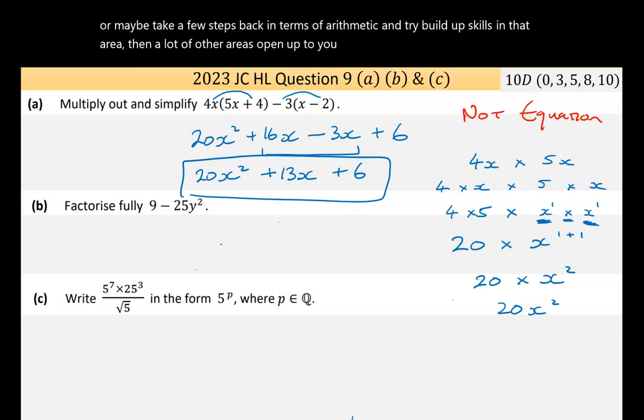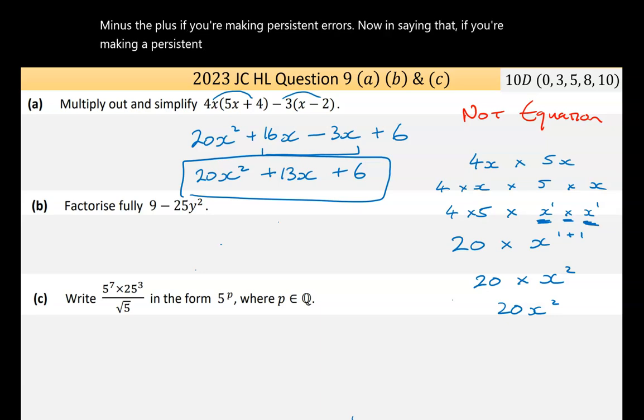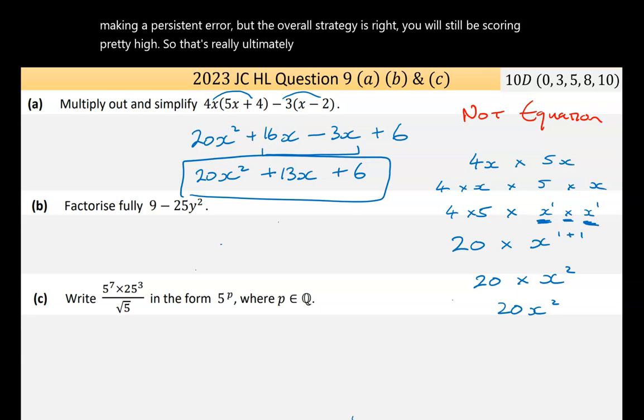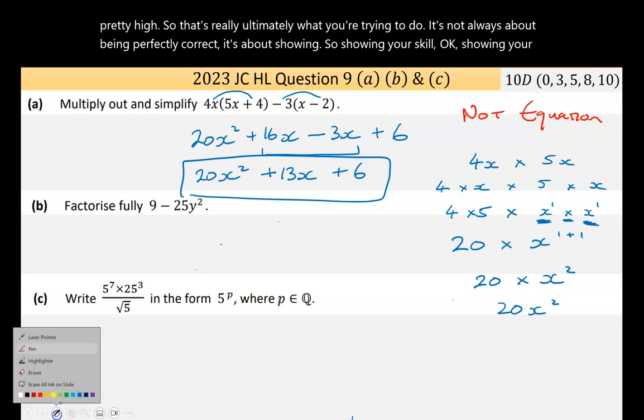Even the minus by a minus is the plus. If you're making persistent errors, now in saying that, if you're making a persistent error, but the overall strategy is right, you will still be scoring pretty high. So that's really ultimately what you're trying to do. It's not always about being perfectly correct. It's about showing your skill, showing your strategy. So I'm going to get rid of all that.